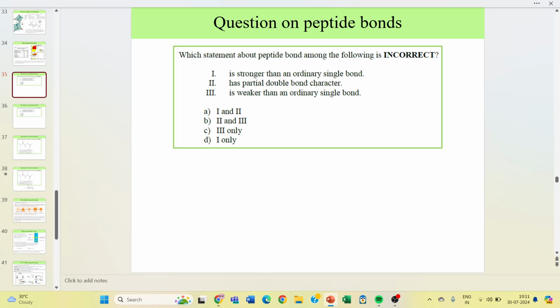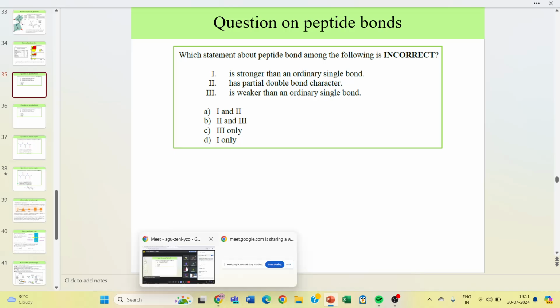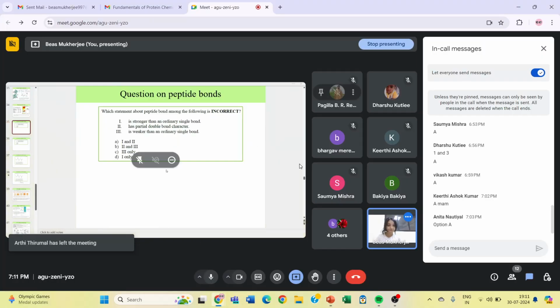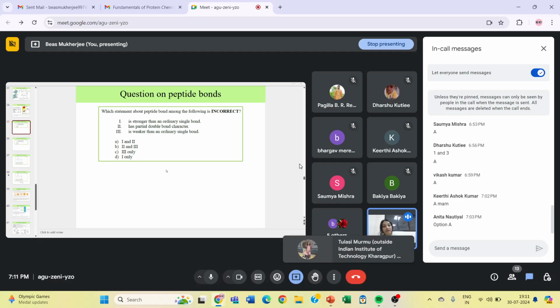Now try to answer the questions on the peptide bond. Which statement about the peptide bond is incorrect? One: it is stronger than an ordinary single bond. Two: it has partial double bond character. Three: it is weaker than an ordinary single bond. So two options oppose one another. That means definitely one of them should be wrong, correct?